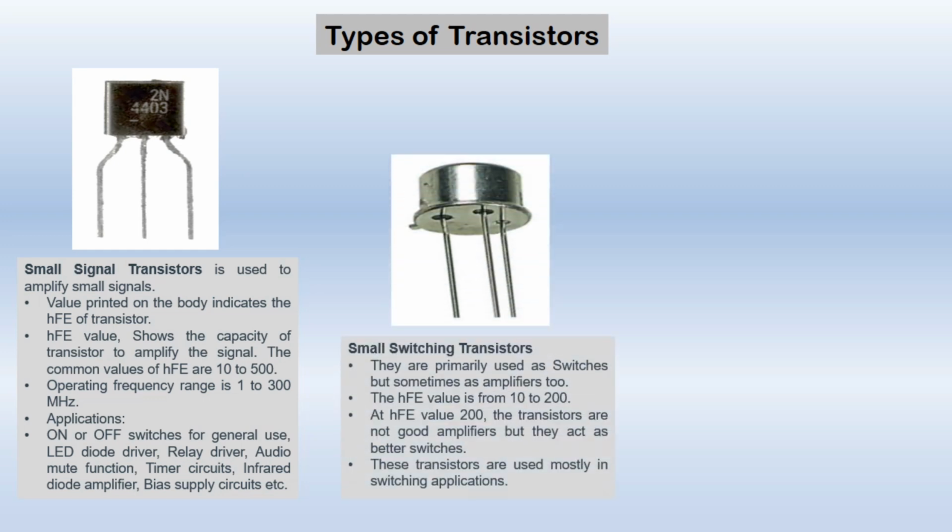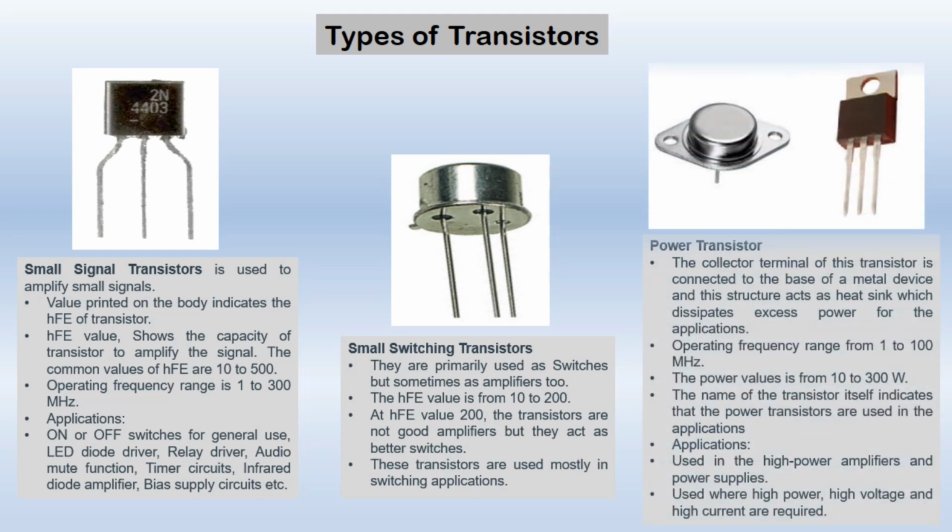Next we have the small switching transistor. They are basically used as switches but sometimes as amplifiers also. If the gain of this transistor is 200, then they are not very good amplifiers. So at this gain they are used as a switch. Their gain value ranges from 10 to 200. They are most commonly used in switching applications.